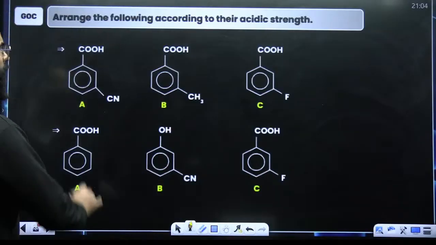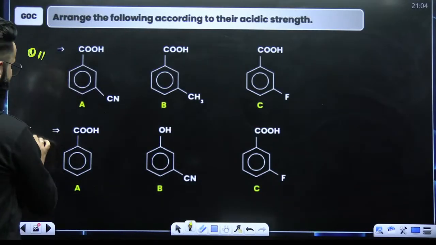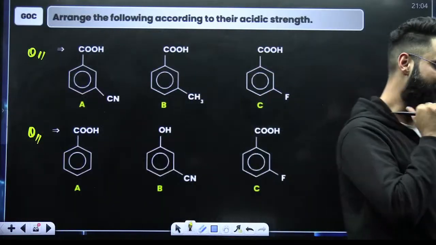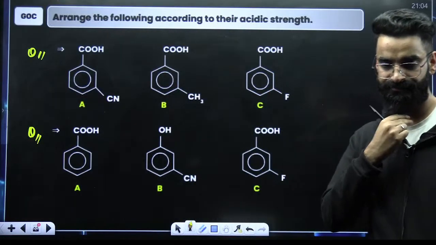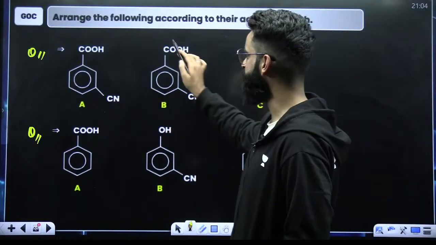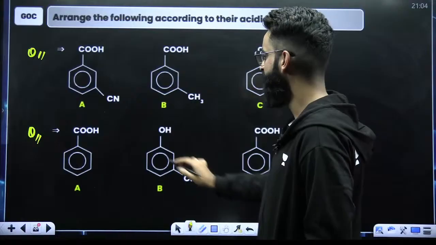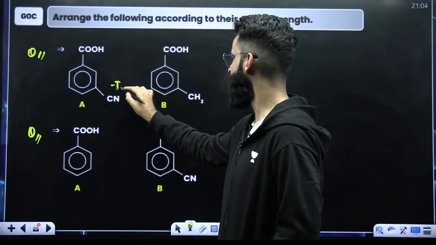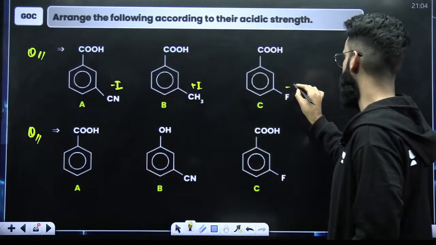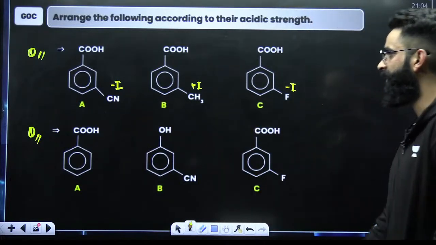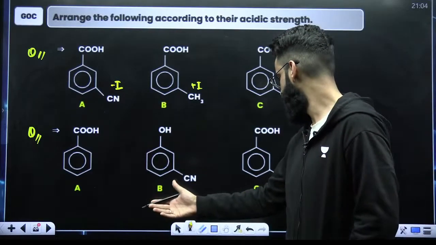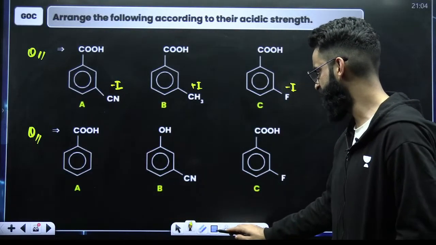Perfect. These are 2 more questions, guys. You have to arrange them as per their acidic strength. Can you do that? So COOH, COOH, COOH. The reference everywhere is the same. CN at the meta position shows minus I. CH3 at meta is going to show plus I. And F at meta is going to show minus I. Now, I believe you can easily solve this one. Same goes for the next one, but be careful in the next one.